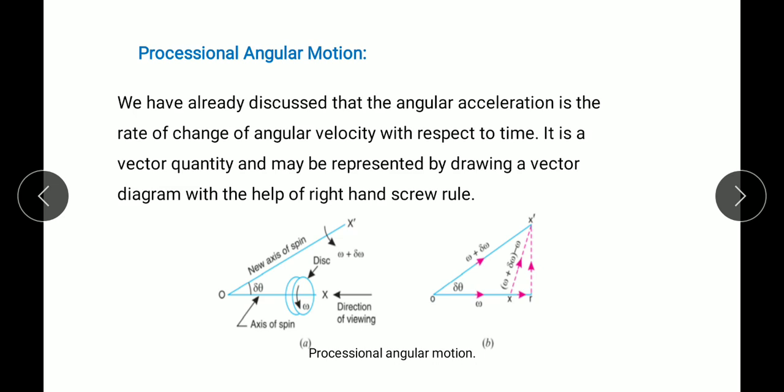First we consider angular acceleration. What is angular acceleration? Acceleration means rate of change of velocity. Angular acceleration means the rate of change of angular velocity with respect to time. It is a vector quantity and may be represented by a vector diagram with the help of the right hand screw rule. Here this is the disk.